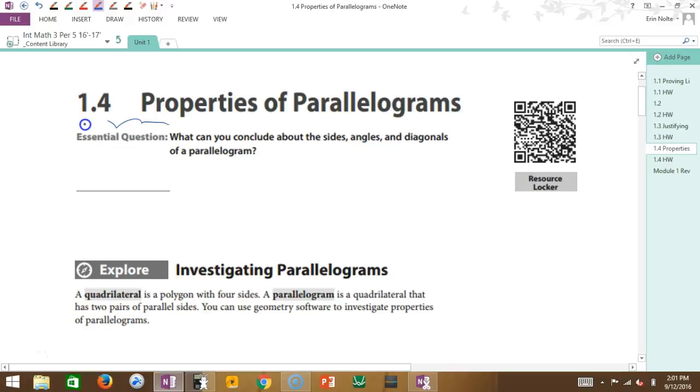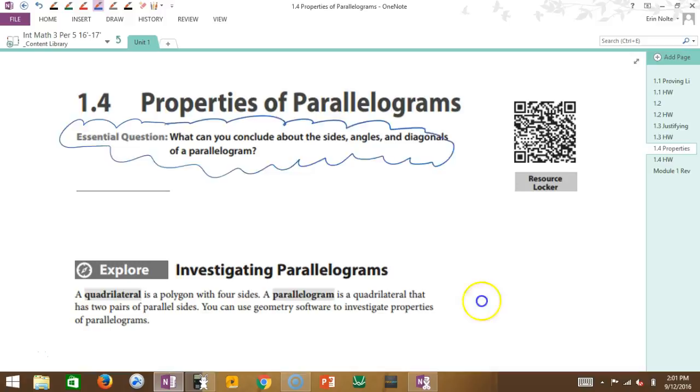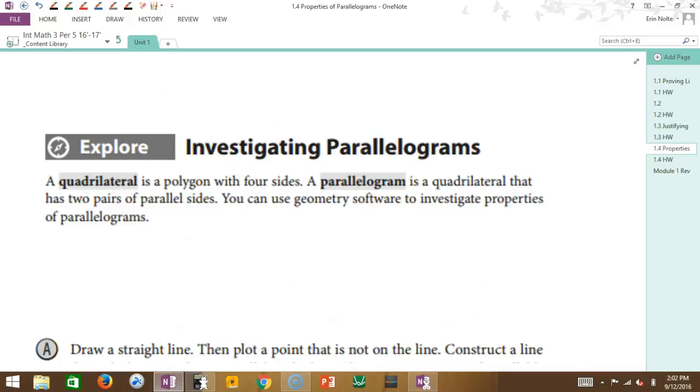Can somebody raise their hand and tell me what is a parallelogram? Go ahead. It is a closed figure with how many sides, particularly? 4 sides. And there are 2 sides that are parallel. Okay, so here is the definition.